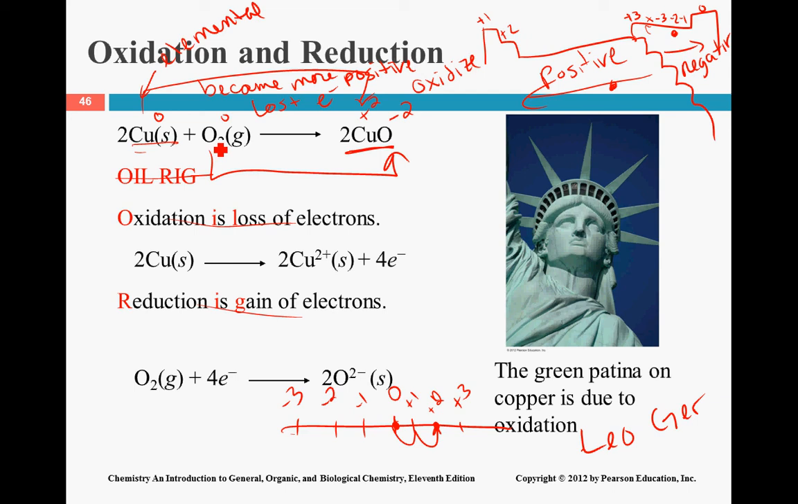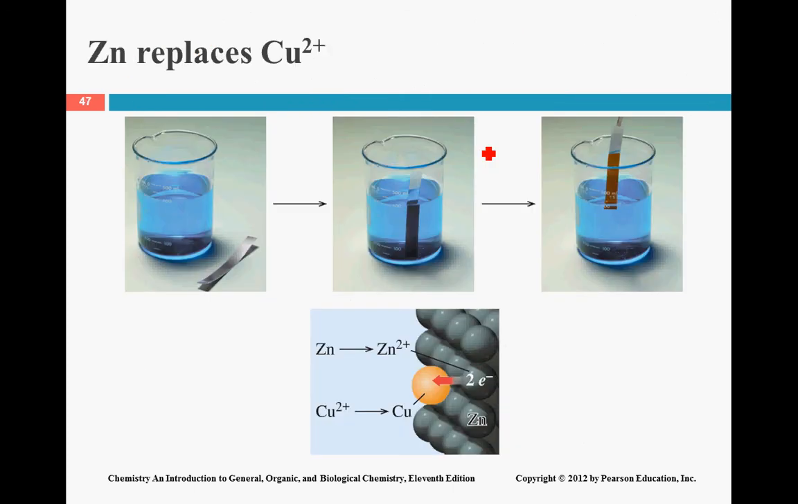If we look at oxygen, we go from 0 to -2. Here's 0. It went to -2. It became more negative. That means it gained electrons, because electrons are a negative charge. So that means they added more electrons to that atom. Gain electrons, reduced. Let's try some more.